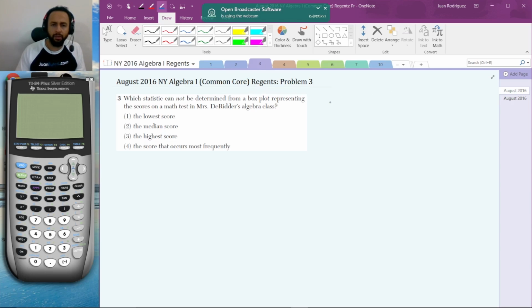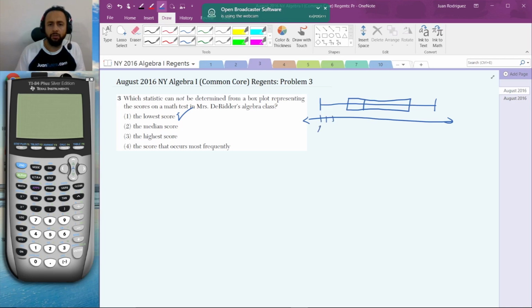So before we do this, we hopefully should know what a box plot looks like. It looks something like this with a box in between. Hopefully we know what all these things represent. But it's a very simplified version of the graph. From this we can't see even how many people there are in the graph. So we can see the lowest score on the number line. So on the number line, this is where the lowest score is located.